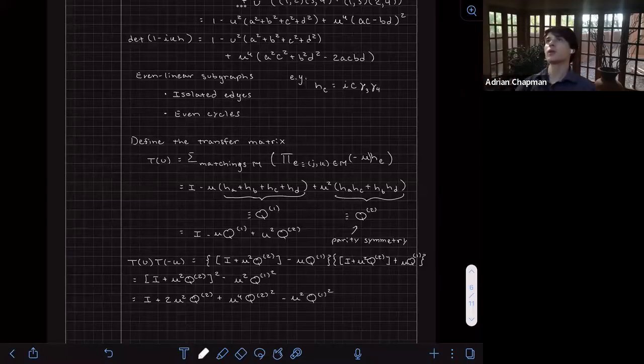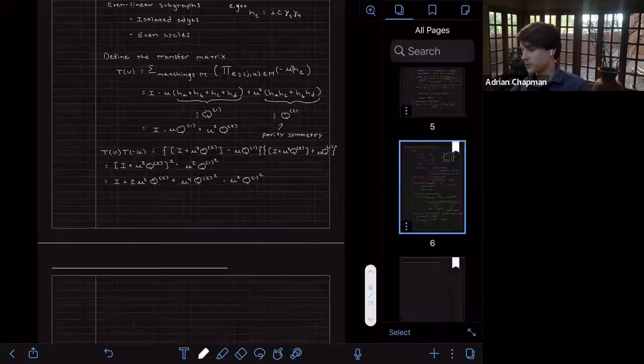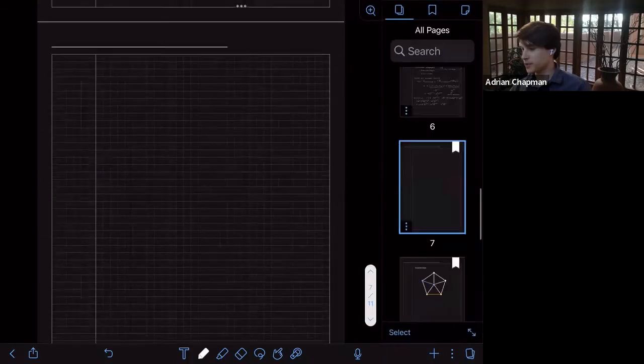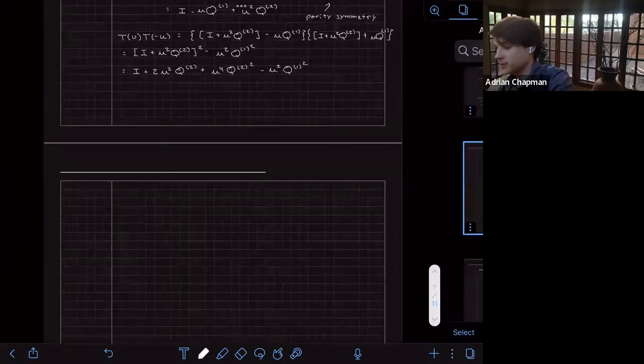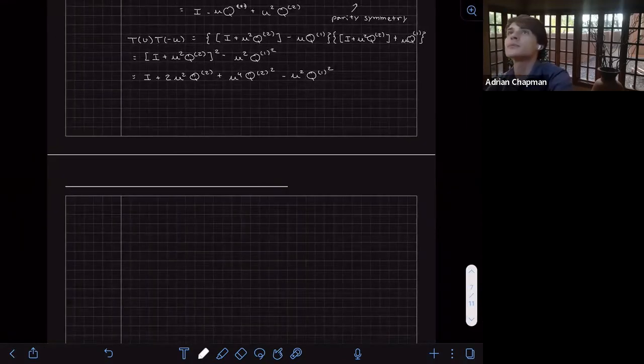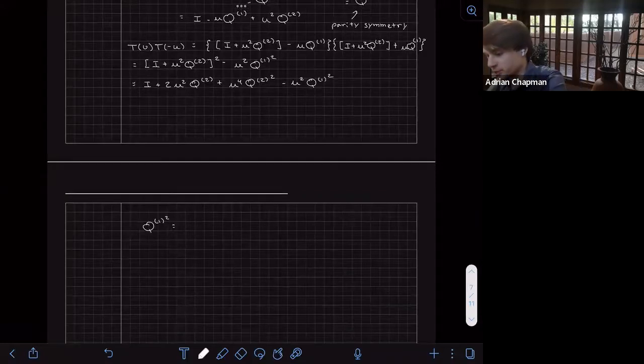Okay. And just to give myself another new page. Oh, I already did. Great. Just simplify a little bit. So Q1 squared is actually the Hamiltonian. It's the sum of all the terms, all the single edge terms. And if these anti-commute, then they vanish in the square Q1 squared. So the only contribution to Q1 squared is the sum of squares of all the individual terms. That's a squared plus b squared plus c squared plus d squared.